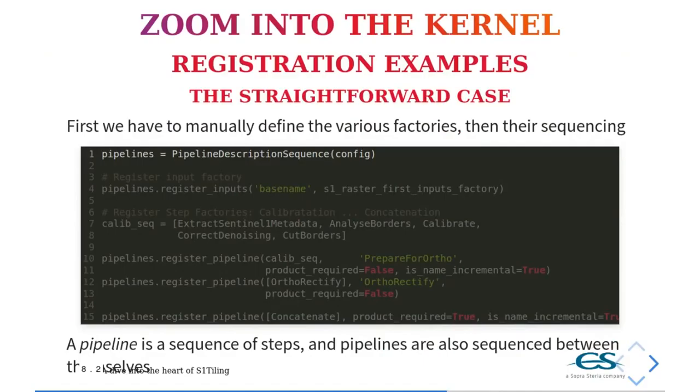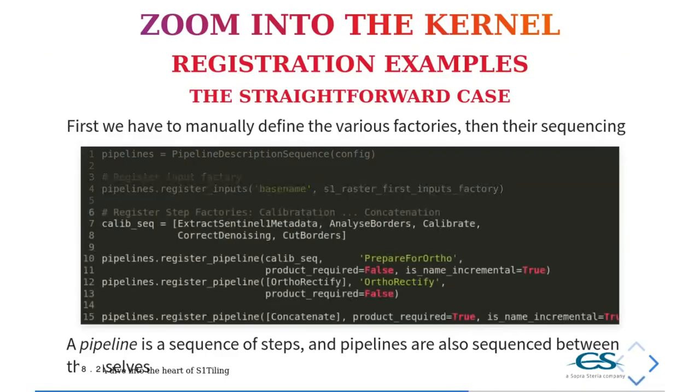First, I instantiate a pipeline description sequence. This means this is an object where I will register pipelines. And I also need to register all the inputs. For instance, my Sentinel-1 product will be registered through a dedicated factory, and they can be accessed through the metadata base name. And then, okay, I have a calibration sequence which corresponds to all the OTB applications that will be sequenced to produce the ortho-ready file.